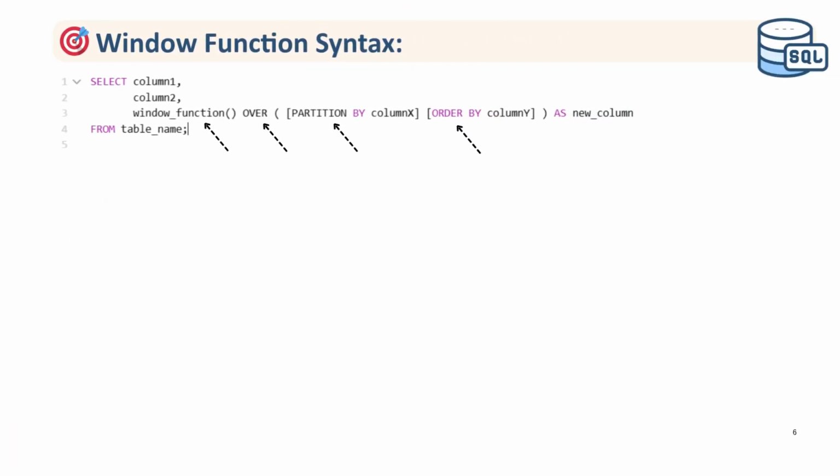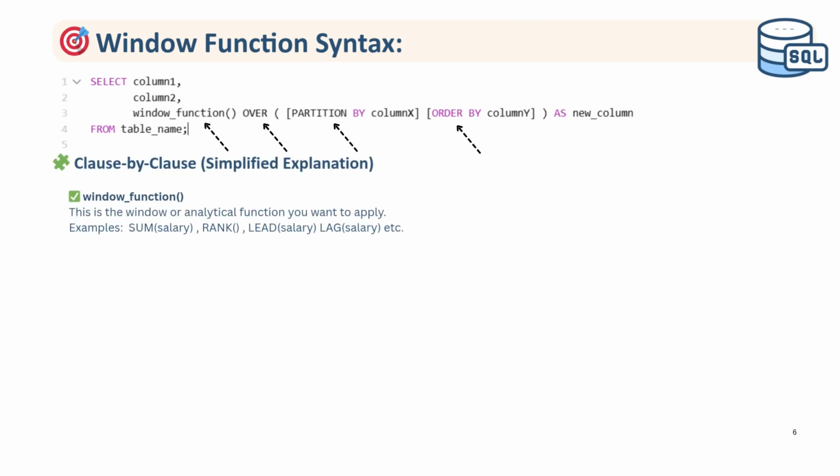Let's look at the structure of a typical window function in SQL. The syntax consists of 4 key components: the window function itself, the over clause, an optional partition by, and an optional order by. Now let's walk through each of these components. Window function. This is the analytical function you want to apply, like sum, rank, row_number, or lag.